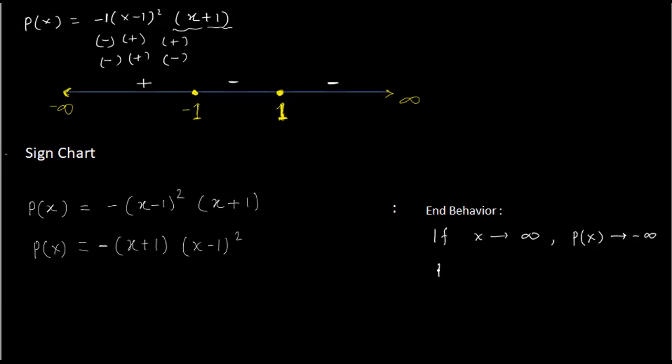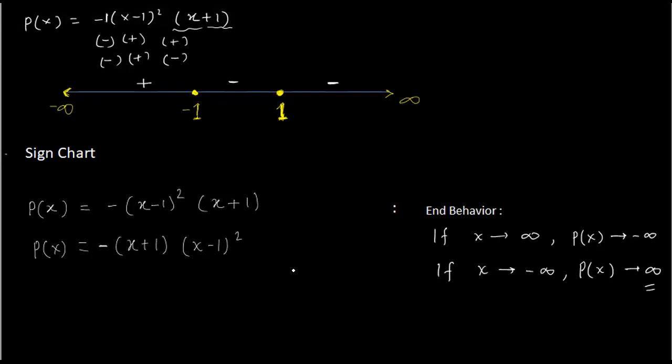And if x approaches negative infinity, we can see our polynomial is positive and keeps increasing. So p(x) approaches infinity. Okay, so now we have a lot of information about this polynomial.